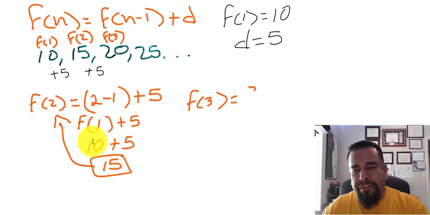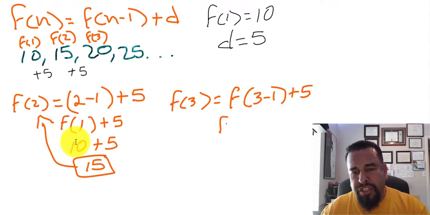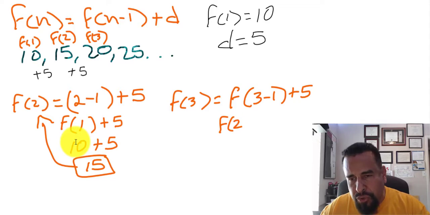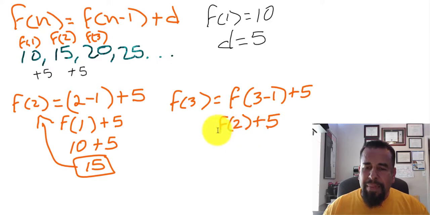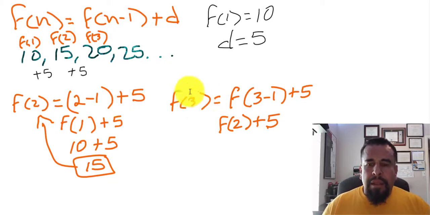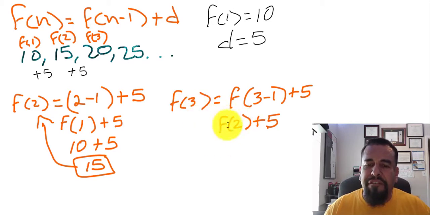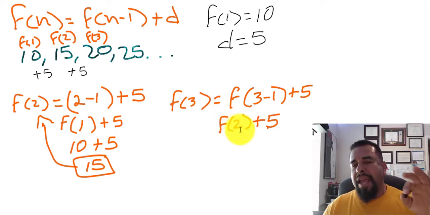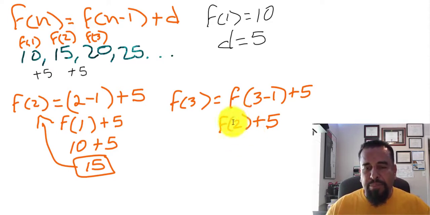So again, repetitive here, but let's do f of 3. And that would be the function of 3 minus 1 plus 5. So the function of 2 plus 5. So let's stop right here. What does this mean? That means that to find the value of the third input of my function of 3, my f of n, I must plug in the value of my f of 2, my function of 2, my second input. That's what I need to put in, the value.